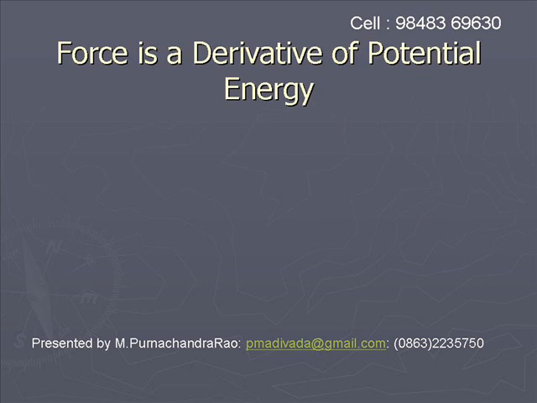Obtaining potential energy from the relation between force and potential energy. The relation between force and potential energy is Fx equals minus dU by dx. Fx is force as a function of displacement, and dU by dx is the derivative of energy with respect to displacement. By rearranging this, we get Fx dx equals minus dU.